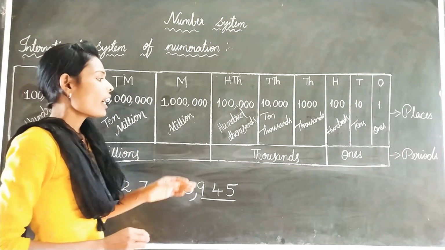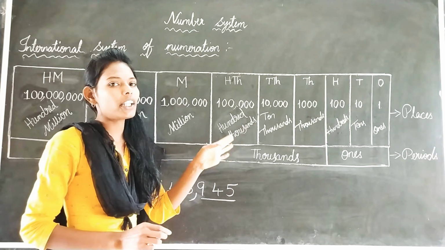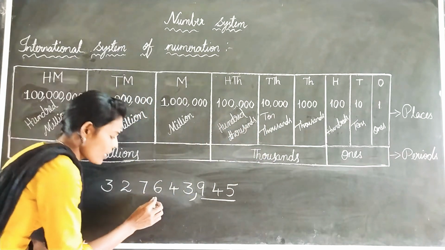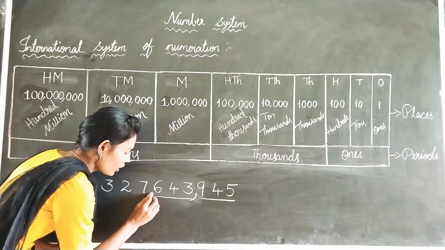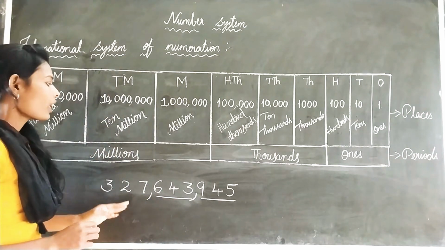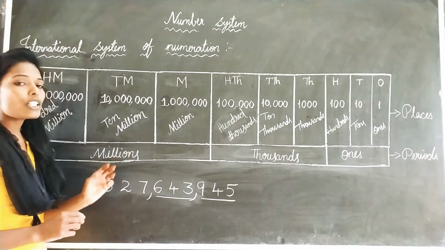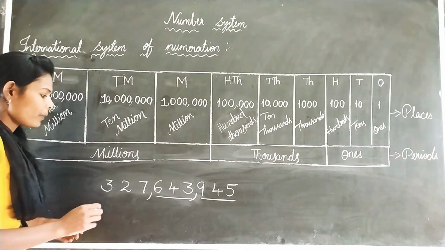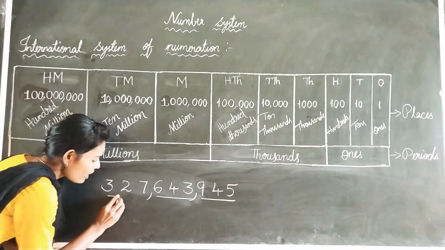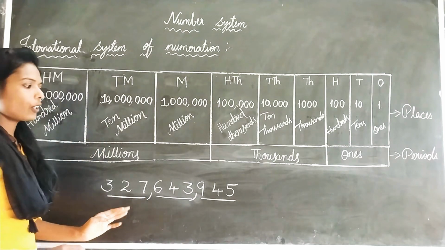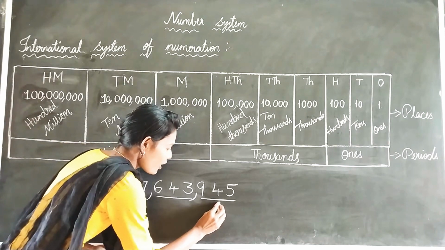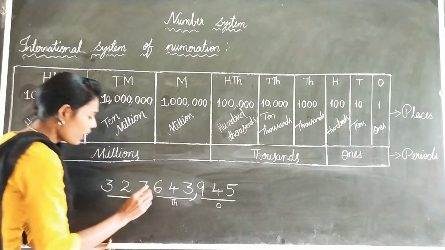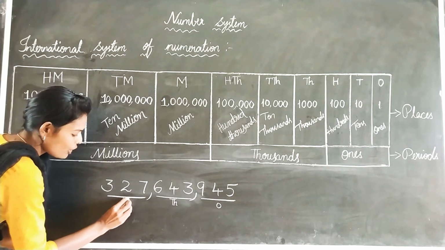And in thousands period, how many places are there? 1, 2, 3. Three places. So here we need to insert the comma. And in millions period, how many places are there? 1, 2, 3. Three places. So this is the millions period. This is the ones period, thousands period, and this is the millions period.